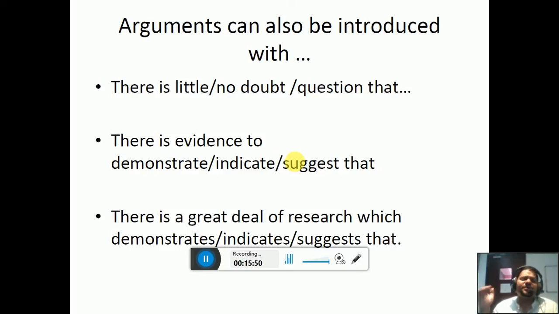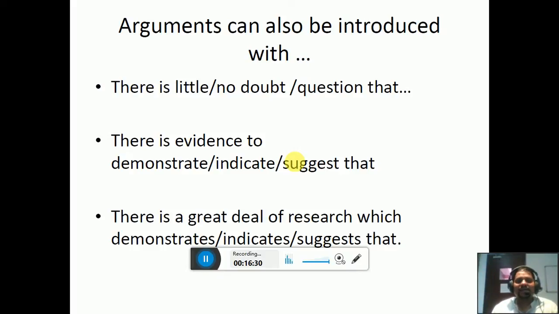You can also use, there is little or no doubt that so and so thing, there is little question that so and so thing, there is evidence to demonstrate that, there is evidence to indicate that so and so thing, there is evidence to suggest that, there is a great deal of research which demonstrates that so and so thing, or indicates or suggests that. So these are the phrases you need to use before you put your argument across to the reader.